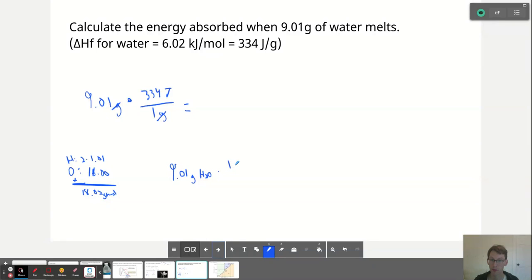times 1 mole over 18.02 grams, which changes us to moles. We're going to multiply this by 6.02 kilojoules per 1 mole. This is just the enthalpy of fusion, the enthalpy of fusion in kilojoules per mole.